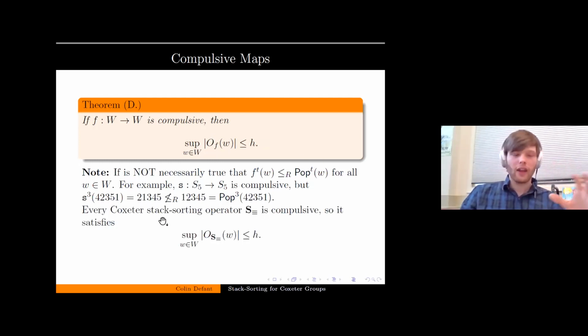And just a remark is that for any choice of an essential semi-lattice congruence on the left weak order of a Coxeter group, you get some Coxeter stack sorting operator. These will all be compulsive maps. So this actually gives an upper bound on the maximum size of a forward orbit of one of these maps. But this is not always going to be tight. So if you're interested in some specific Coxeter stack sorting operator coming from a specific essential semi-lattice congruence, this might not be equal to H here. And so it might still be an interesting question to determine what this actually is. Maybe it's like H over 2 or something. It could be smaller. This is just an upper bound.